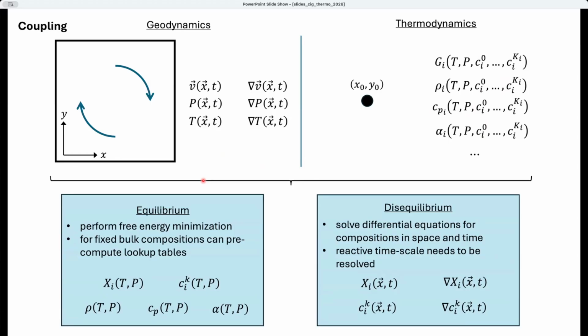The other approach is to preserve the full compositional complexity of the thermodynamics and instead track the compositions in both space and time in our geodynamic models and use a reactive disequilibrium approach, in which case we obviously have to add equations to our geodynamic models, and we're essentially shifting the expense of that free energy minimization into the expense of solving these extra equations and also resolving the reactive timescales of the disequilibrium processes that we're modeling.